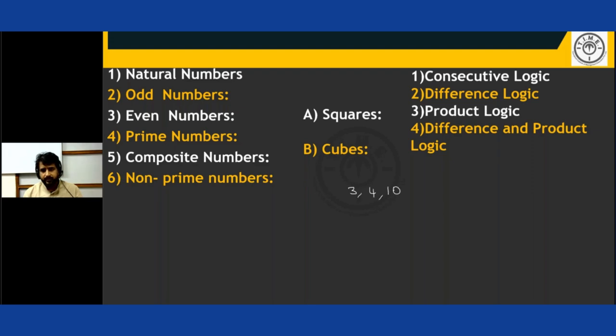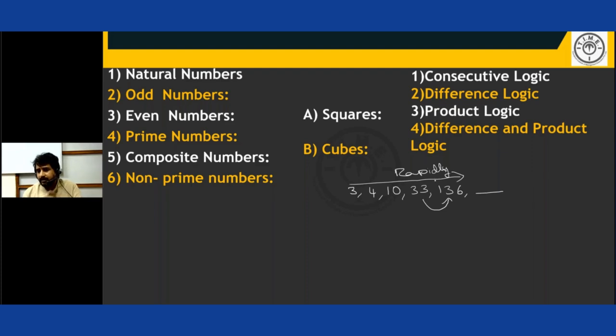3, 4, 10, 33, 136. What is the next number in the series? By looking at these numbers, definitely you will be able to say numbers are increasing rapidly, because by observing 33 and 136, you can say that there is a big jump. So numbers are increasing rapidly.